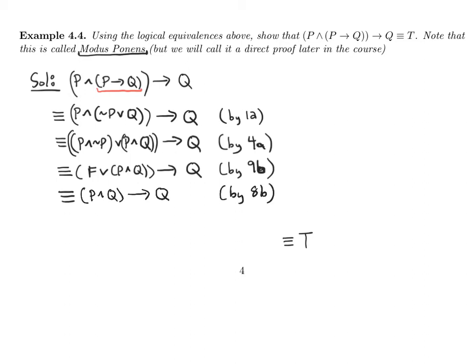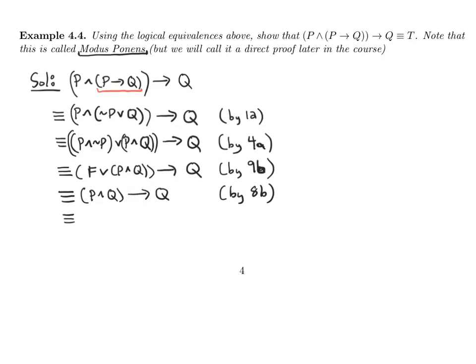Okay, so we're almost there. We're going to need a couple more lines than I thought here. So let me erase this and move it down eventually. But we know we're going to end up with something logically equivalent to a tautology. So now it's a good time to use our conditional simplification again to get rid of this conditional.